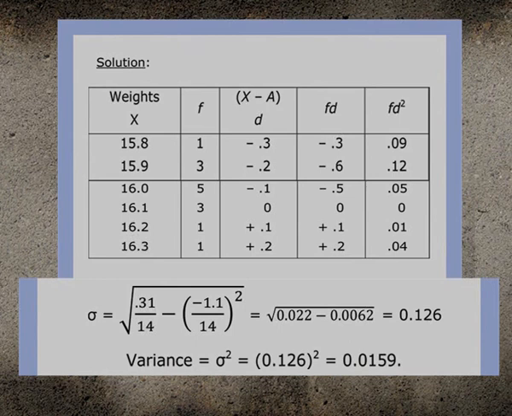Now let's calculate the variance as well. This is the sigma that we have calculated. So variance is nothing but sigma square, which is 0.126 square. That is equal to 0.0159.